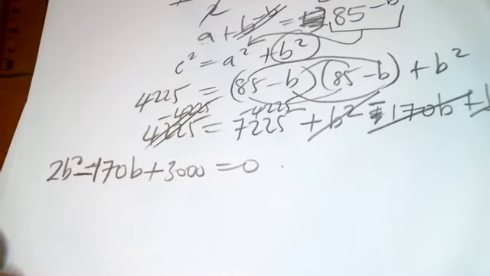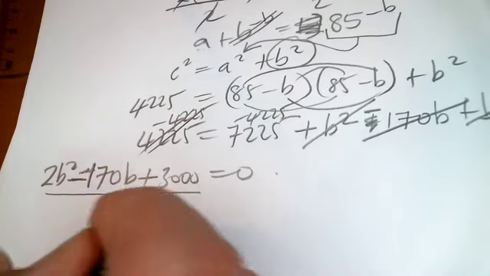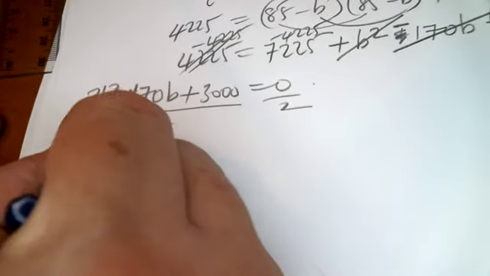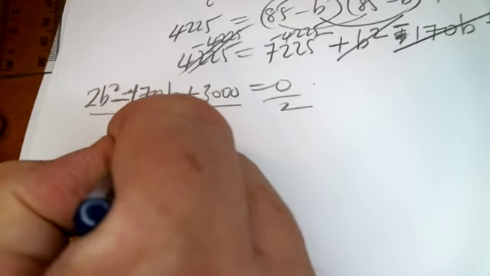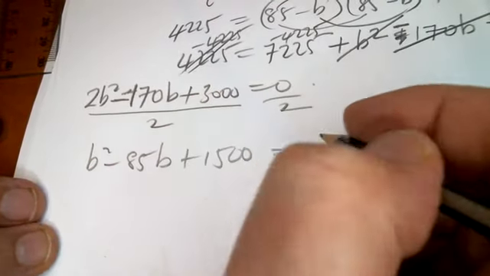I haven't left myself much room on that side. But I could divide all of this by 2. So let's do that now. Divide that by 2 and divide this by 2. So now I'm going to end up with b squared minus 85b plus 1,500 is equal to 0.